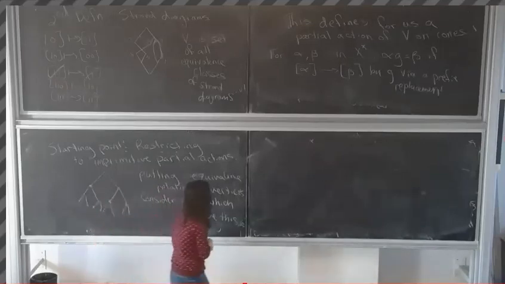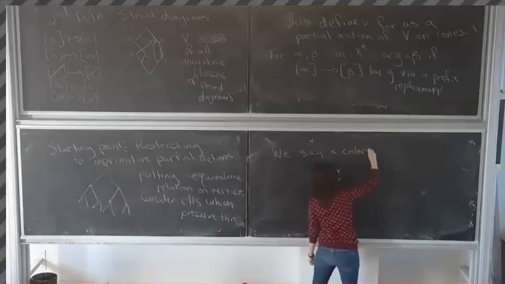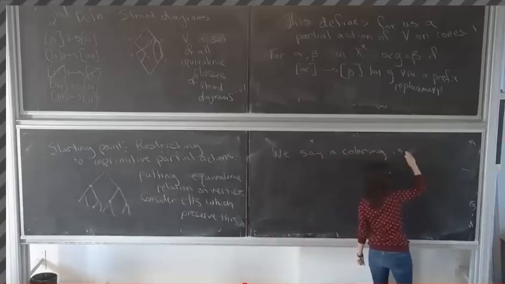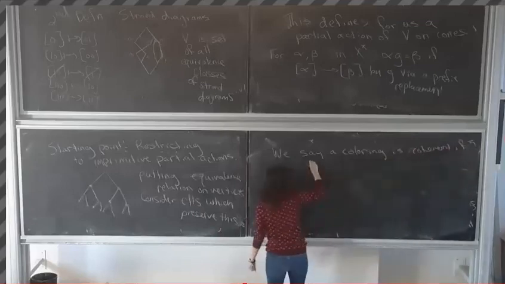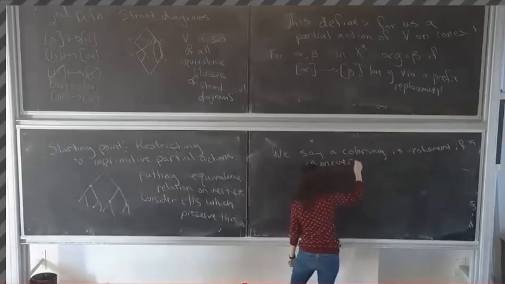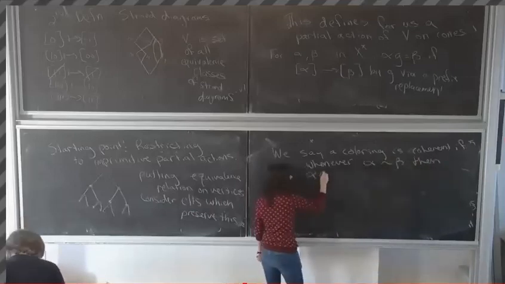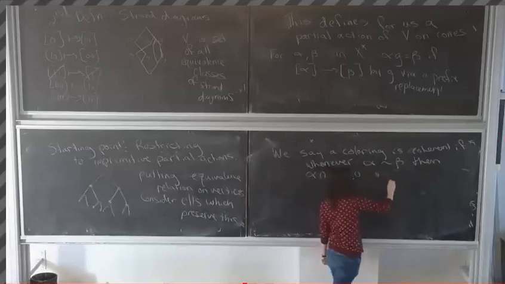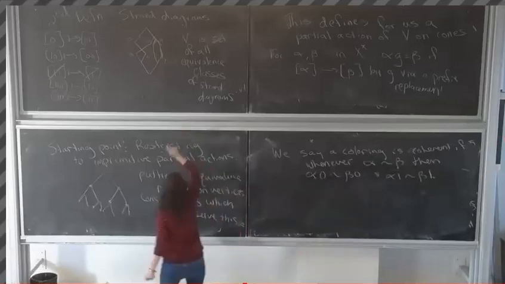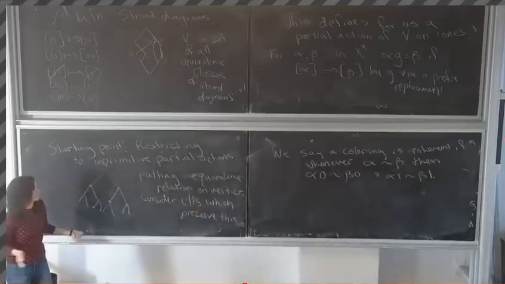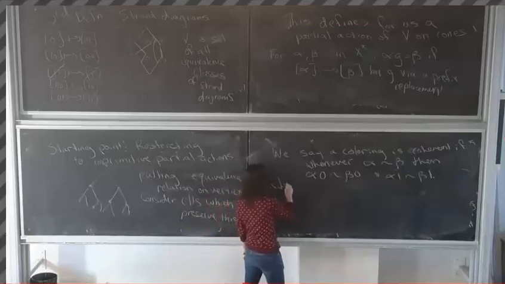All right, so we'll say a coloring is coherent if whenever alpha is equivalent to beta, then alpha 0 is equivalent to beta 0, and alpha 1 is equivalent to beta 1. This is just saying that if I add in this extra caret, I'm still preserving these equivalence relations. And likewise, we can talk about reduced, which is going in the other direction.